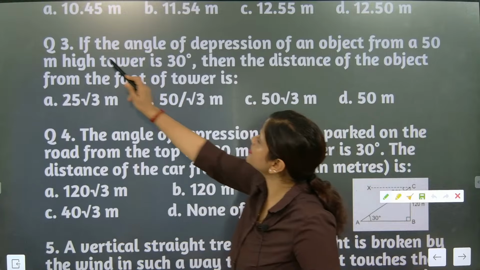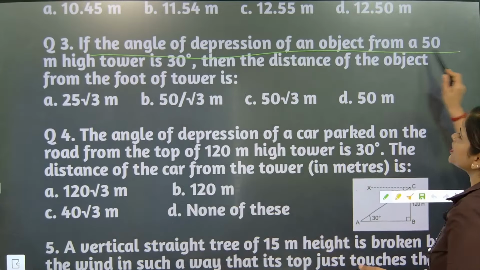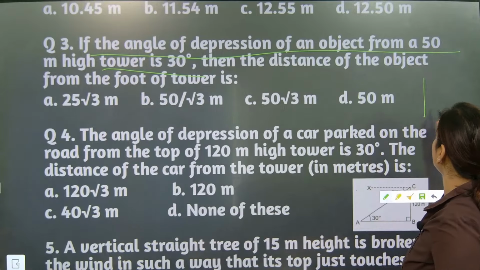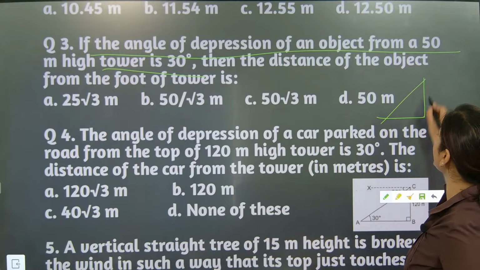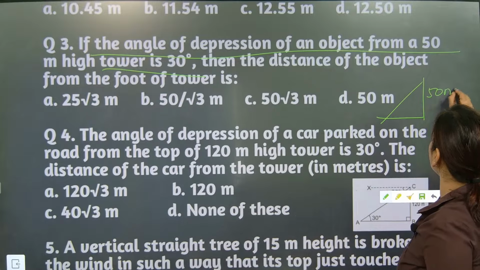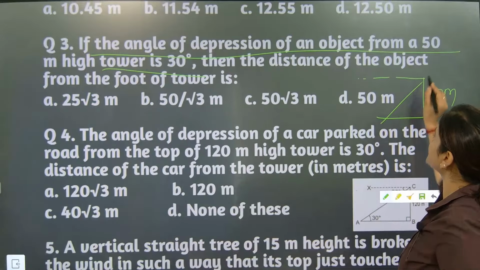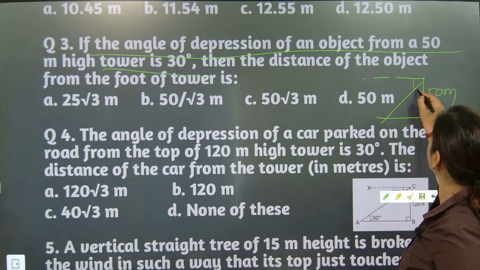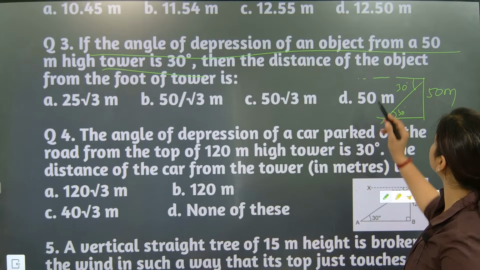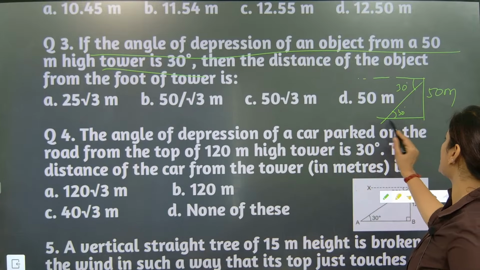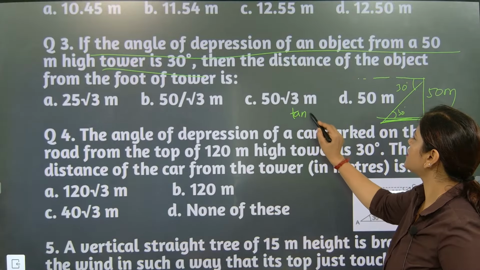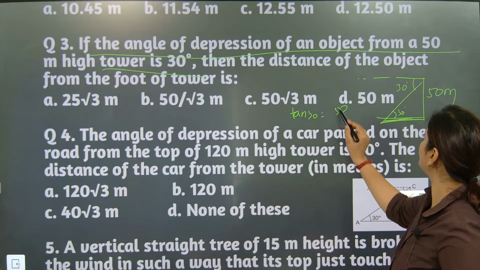So here, what is it? The angle of depression of an object from a 50-meter high tower is 30 degrees. So this is exactly 50 meter tall tower, and exactly having 30 degree, and this will also come 30 degree. Then the distance of the object from the foot of the tower, again tan 30 degree will be what? Tan 30 degree is equal to 50 by x.